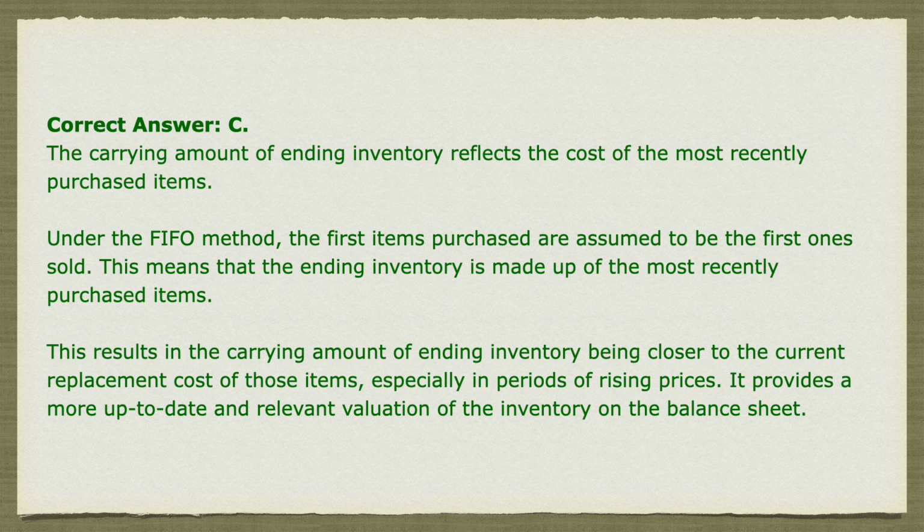Correct answer, C. The carrying amount of ending inventory reflects the cost of the most recently purchased items. Under the FIFO method, the first items purchased are assumed to be the first ones sold. This means that the ending inventory is made up of the most recently purchased items. This results in the carrying amount of ending inventory being closer to the current replacement cost of those items, especially in periods of rising prices. It provides a more up-to-date and relevant valuation of the inventory on the balance sheet.